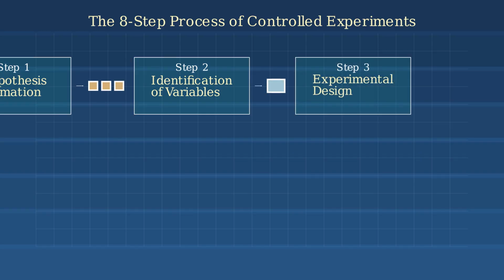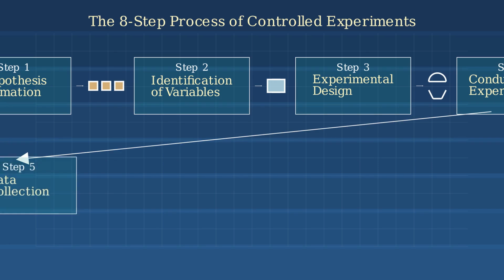Step 3. Experimental design. Scientists develop procedures that control variables, eliminate bias, and allow for meaningful data collection. Step 4. Conducting the experiment. Researchers implement their design, carefully following established protocols to maintain control over variables. Step 5. Data collection. Observations, measurements, and other forms of data are systematically gathered throughout the experiment.